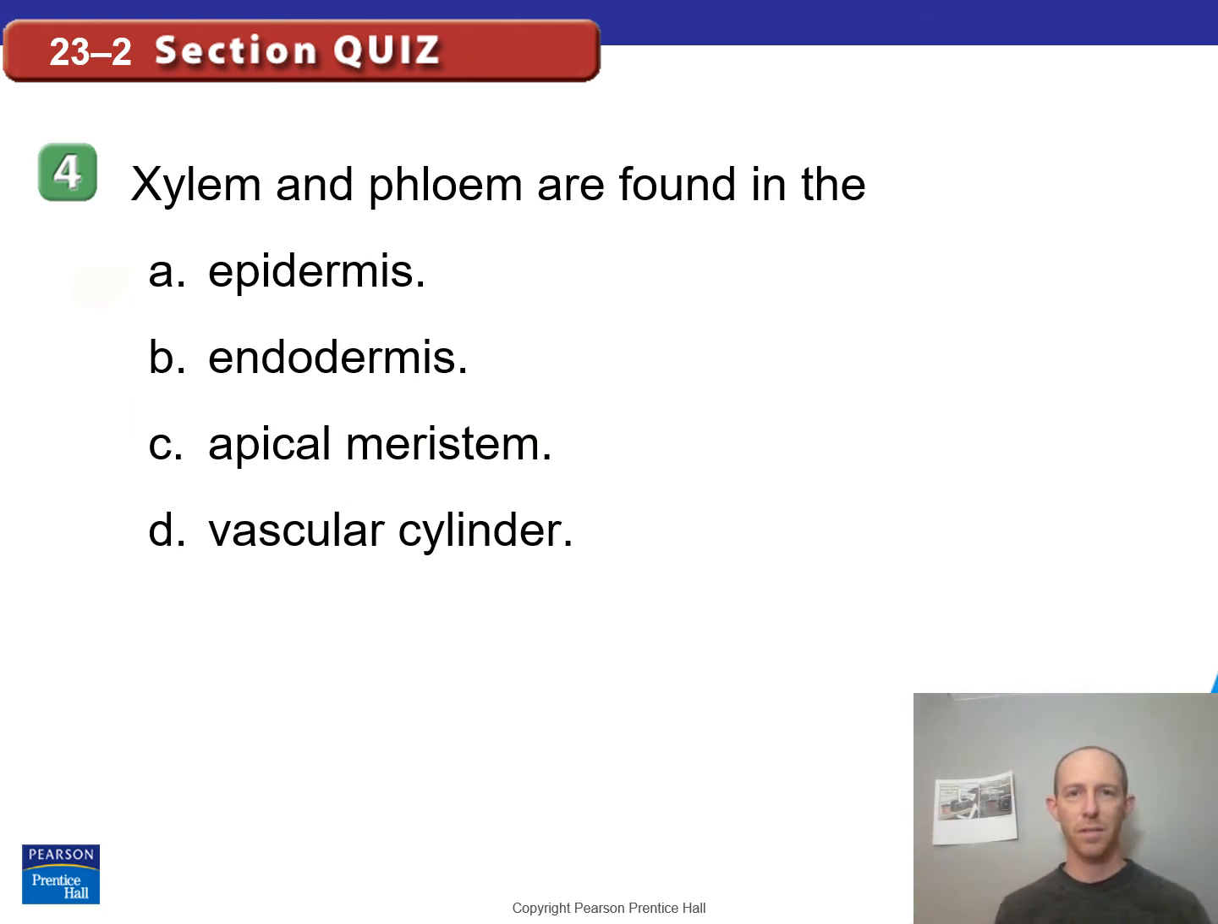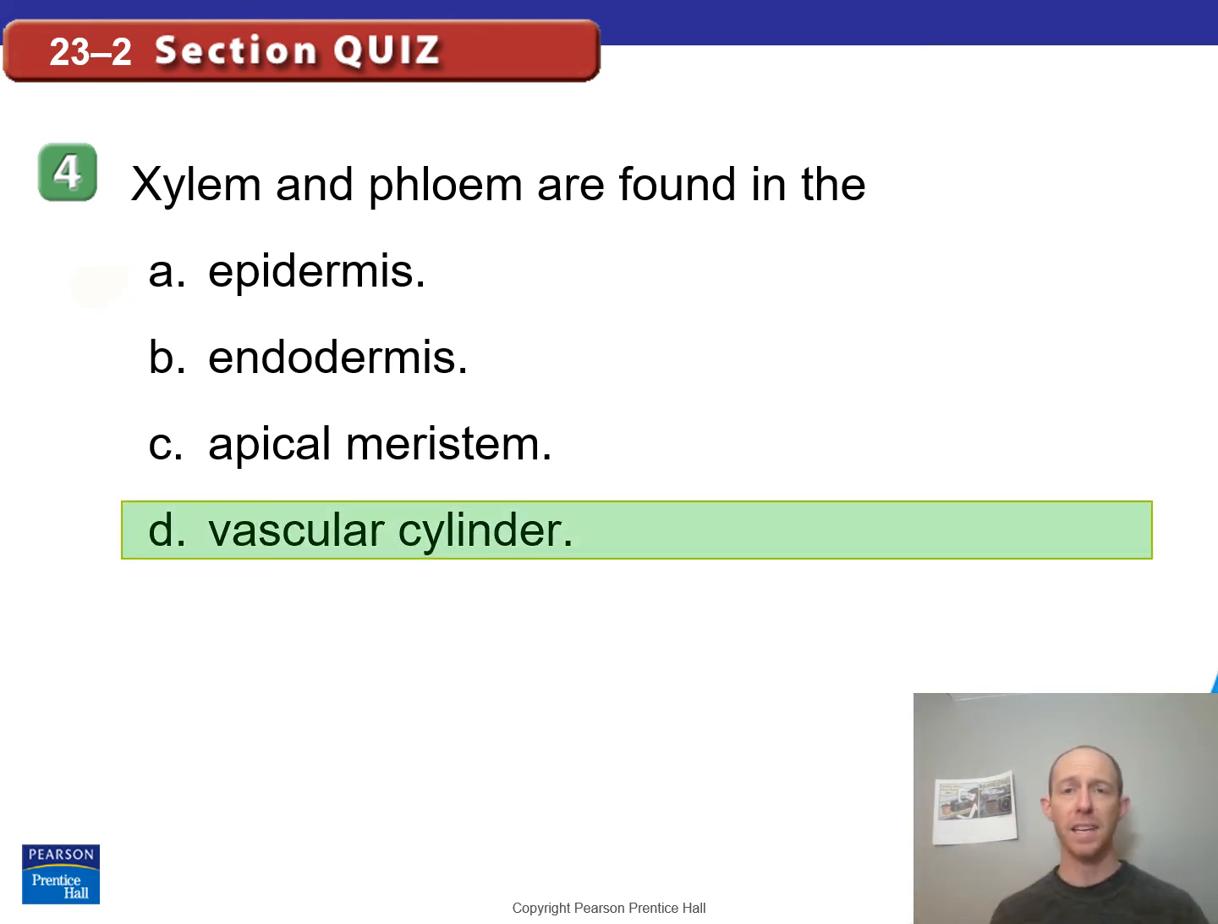Where do you find xylem and phloem, you say? Easy. They're vascular tissues, so you find them in the vascular cylinder in a root.